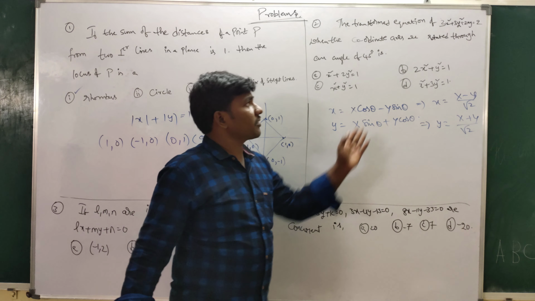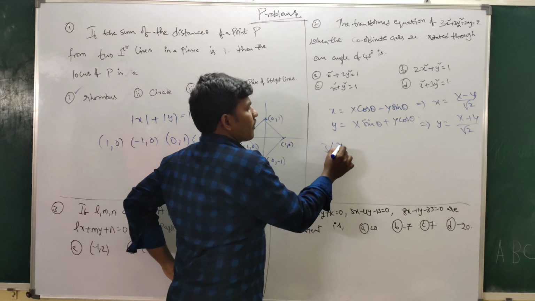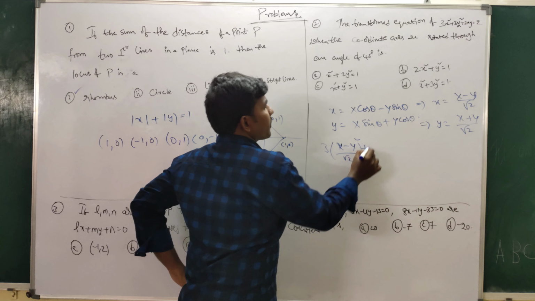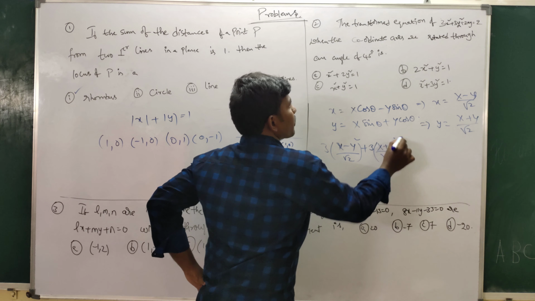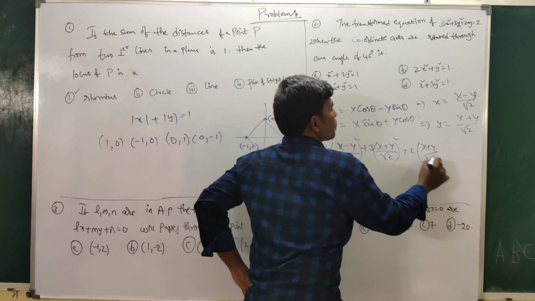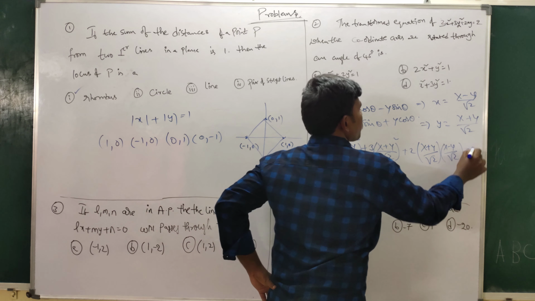Substitute these two values in the given equation. 3 into (X minus Y by root 2) whole square plus 3 into (X plus Y by root 2) whole square plus 2 into (X plus Y by root 2) into (X minus Y by root 2) is equal to 2.